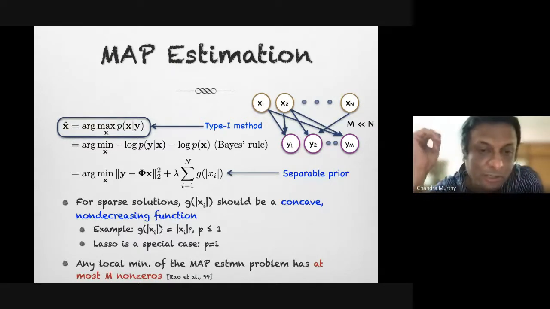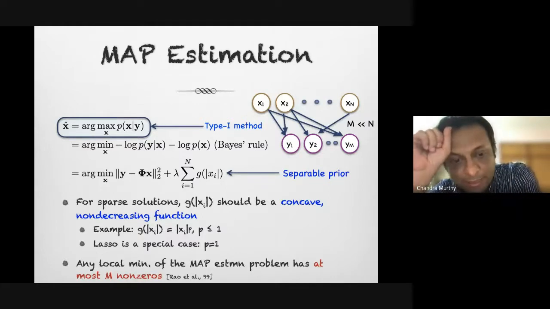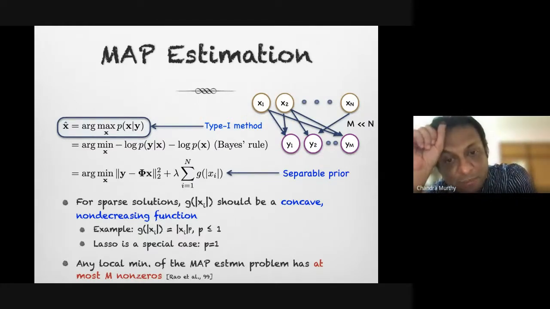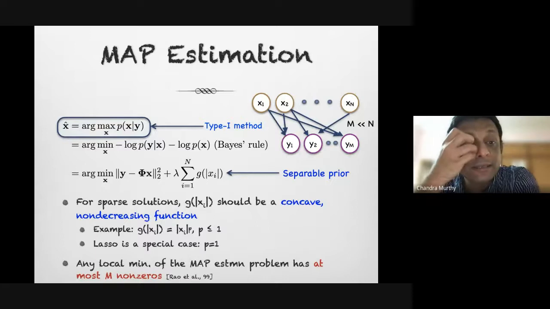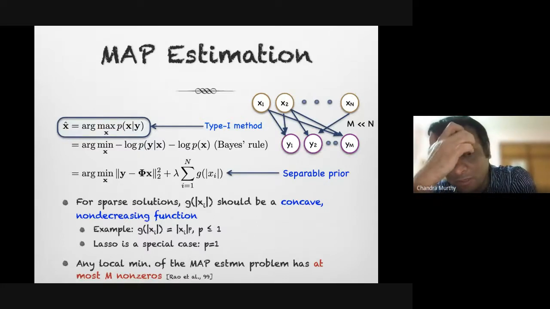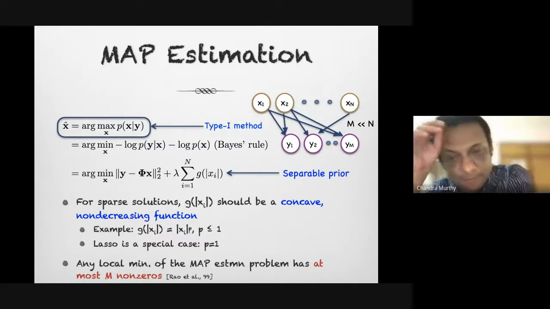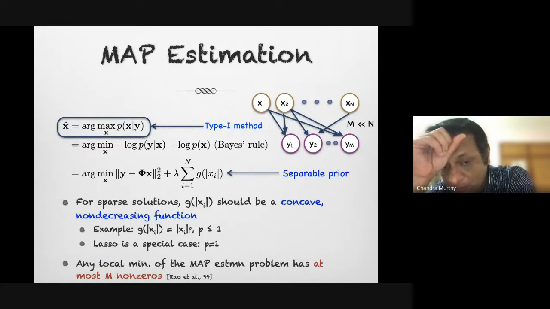What one can show, which I'm not showing here, is that if you want to get sparse solutions, you need to choose this g of x to be a concave non-decreasing function of x. In particular, if I choose g of x to be mod of x, then it satisfies this property that it's a concave non-decreasing function of x. What is a concave function? It's a function that looks like log x or square root of x and so on. It curves downwards. A convex function is a function like e power x, etc., which curves upwards.